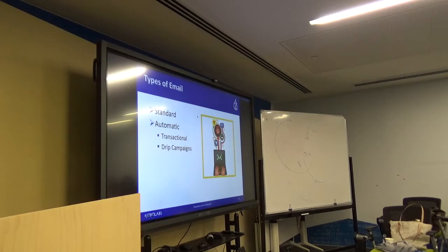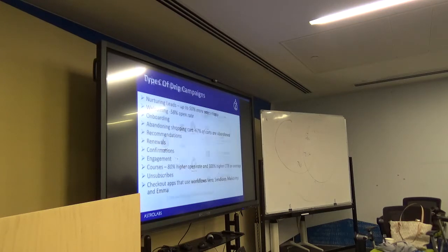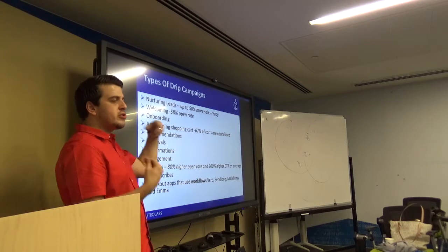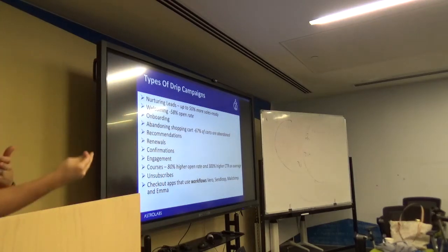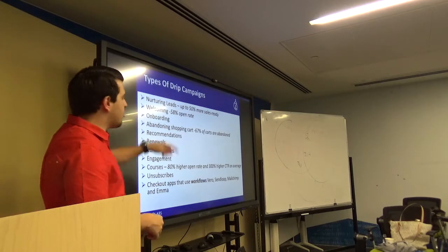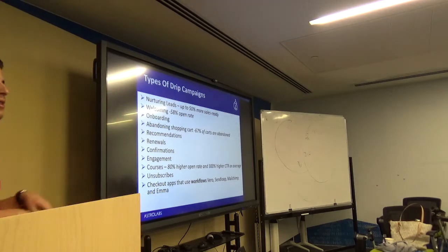Either a drip campaign, because you're slowly dripping out your message, not sending all of it at one time, or a transactional email, which is based on something that they do on the website. So these are other examples of drip campaigns. The one that I showed you is a nurturing lead, where you send them slowly and try to see if they're a qualified lead. You could also do a welcome message. If you send a welcome message, it gets opened almost 60% of the time, as opposed to 20 or 30% from other emails.